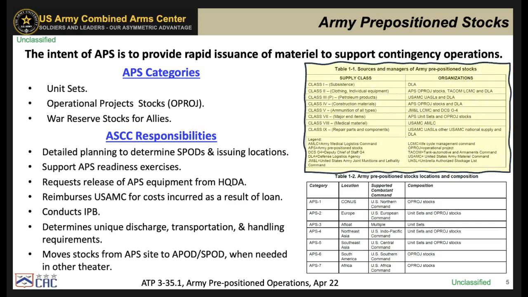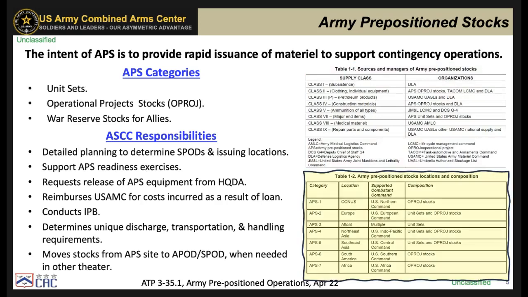Now let's examine the accompanying tables. Table 1-1 categorizes supply classes and identifies the organizations responsible for managing the Army pre-position stocks, showcasing a collaborative network that spans from the Defense Logistics Agency to the United States Army Materiel Command. In Table 1-2, we see a comprehensive list of APS locations and their respective compositions, indicative of a strategic global footprint that supports combatant commands with the necessary operational project and unit sets.